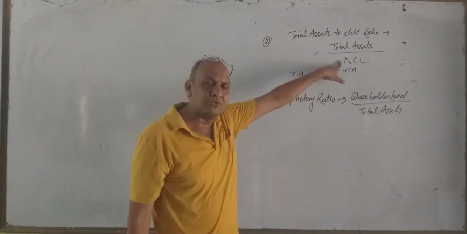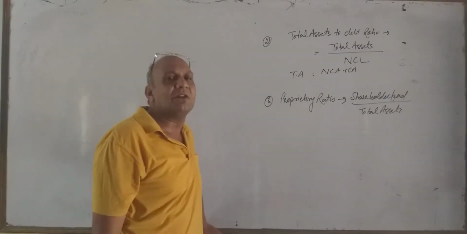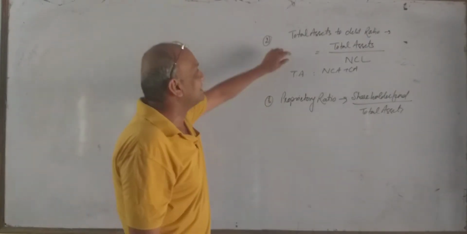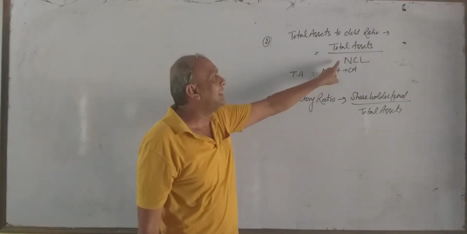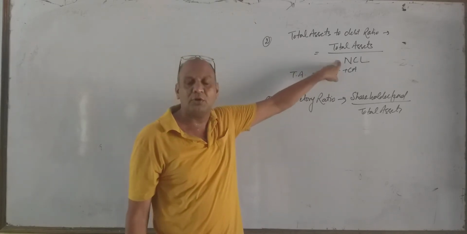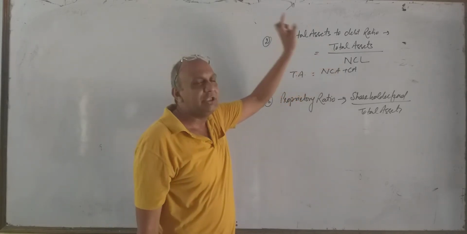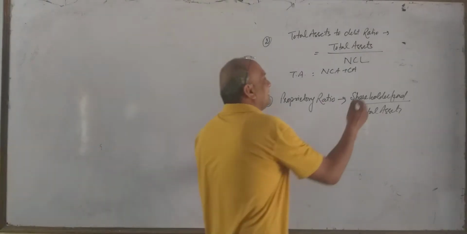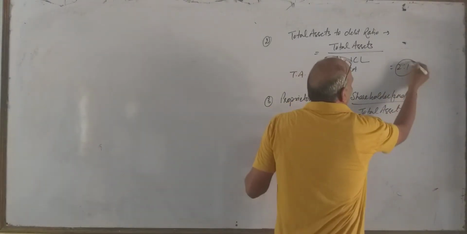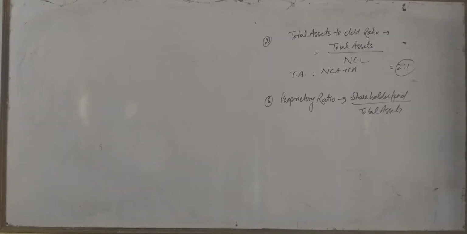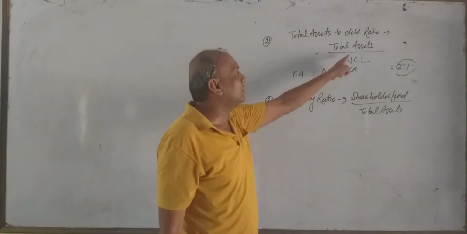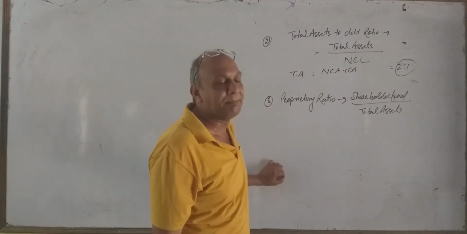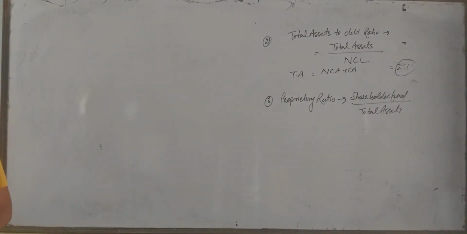NCL I told you so many times: non-current liabilities means long-term liabilities. What does this ratio tell us? This ratio tells us how much part of our total assets is purchased with the help of borrowed fund. हमने कितनी अपनी total assets जो है borrowed fund से ले रखी हैं. Its ideal ratio is 2:1. इसका ideal ratio कितना होता है dear? 2:1. If it increases, it's good. It means fewer of the total assets are purchased with the help of non-current liabilities.